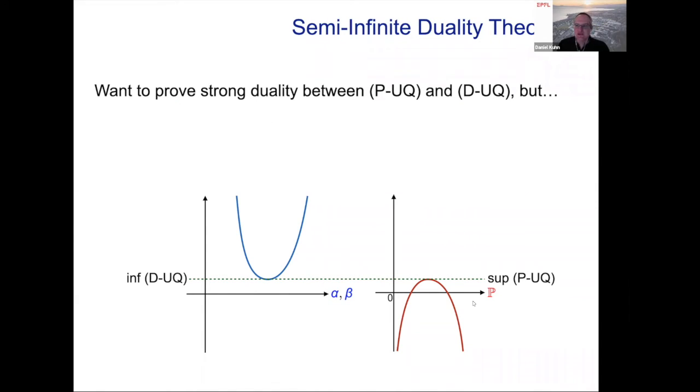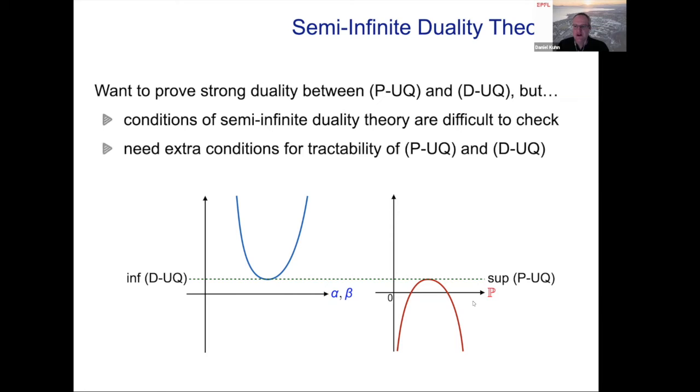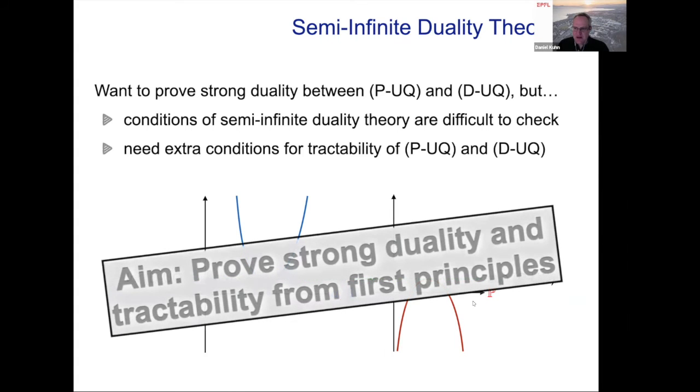Okay, so we would like now to establish strong duality between the primal and the dual uncertainty quantification problems. And so far, we've only derived the dual problem heuristically, right? And these problems constitute semi-infinite programs. And of course, there is already a well-established duality theory for them. However, the strong duality conditions of semi-infinite duality theory are sometimes difficult to check. And moreover, we also want to find tractable reformulations for the two dual problems. Now, this needs additional regularity conditions in general. So in this talk, my aim is to prove strong duality together with tractability from first principles without leveraging any sophisticated results from semi-infinite duality theory.